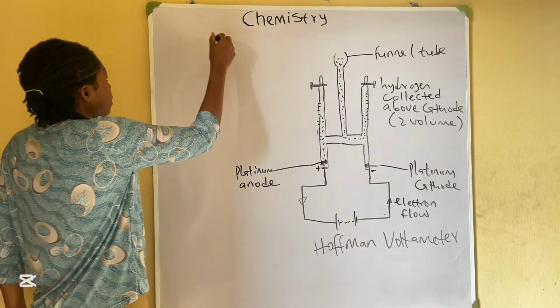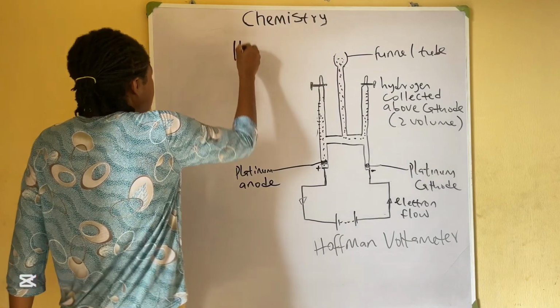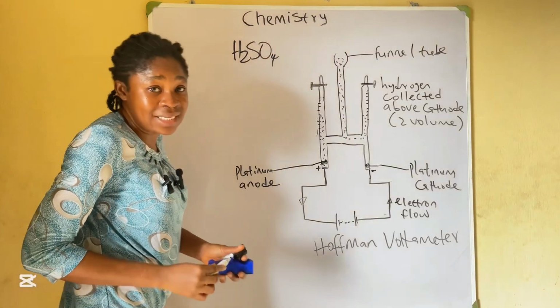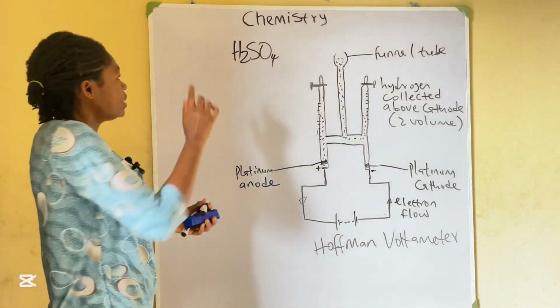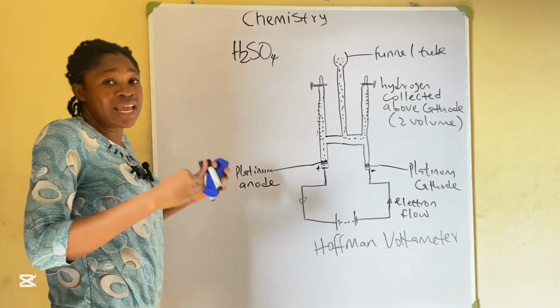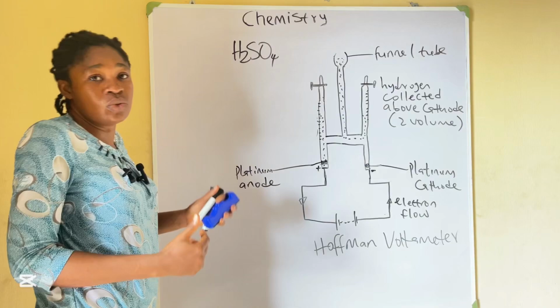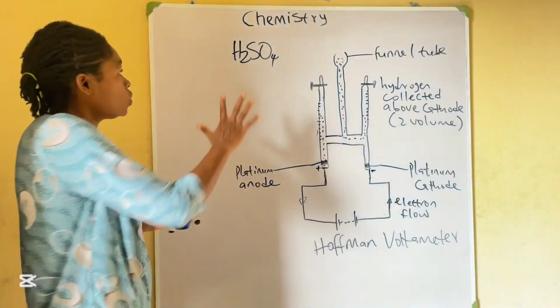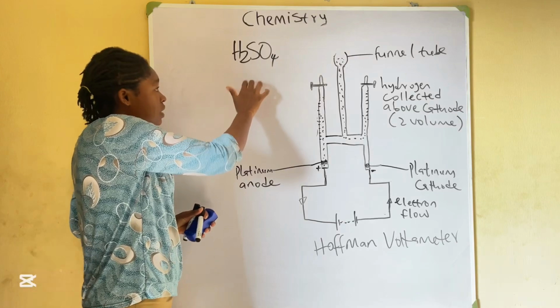Acidified water contains H2SO4, not hydrochloric acid. The acid that we use is tetraoxide of sulfuric acid, not any other acids, only this. In case it's in an exam, which of the following acid is used to carry out electrolysis of acidified water? Just know that the answer is tetraoxide of sulfuric acid.